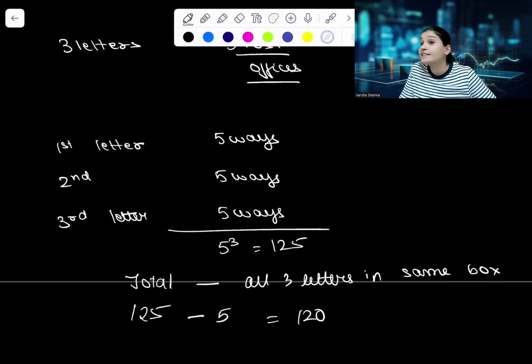No, I did all 3 in the same box. I want all the 3 letters in the same box. I'm removing that case. I have a problem with all of them being together. So what is the possibility for them to be together? They can all be in the first one. They can all be in the second one. So there were 5 possibilities. I removed those 5. I have a problem with those 5. So whatever are the ways remaining in that, all the 3 won't be together. So your question, 2 in 1 and 1 I'm okay. That's there. In those 120 ways, that's included.